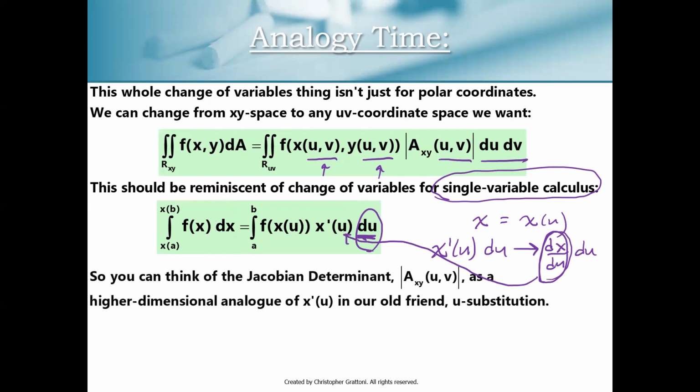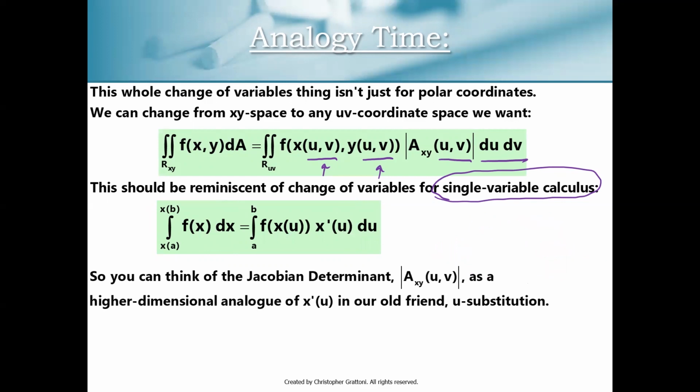So long story short, you could think of the Jacobian determinant, the area conversion factor, as kind of a higher dimensional analog of u sub, right? You did this with u substitution.